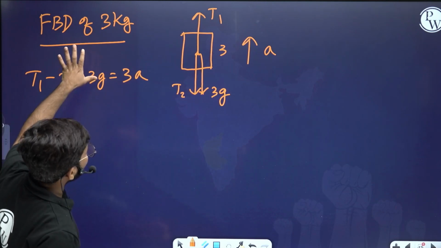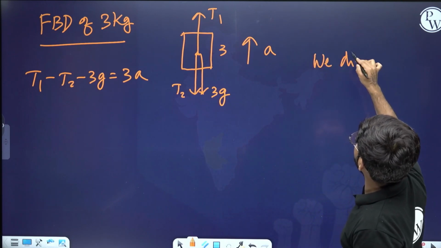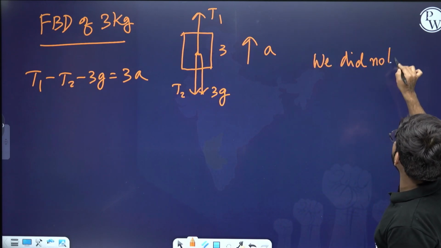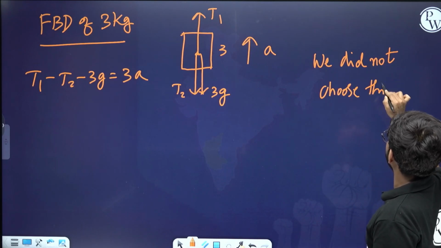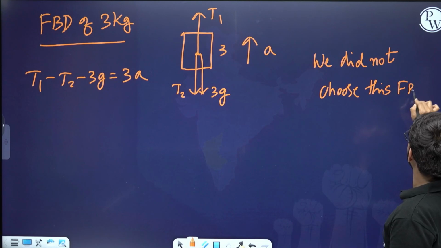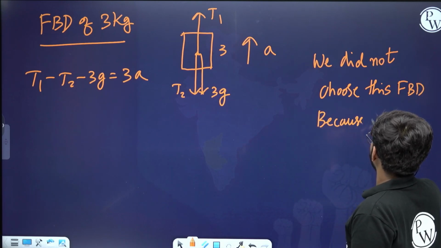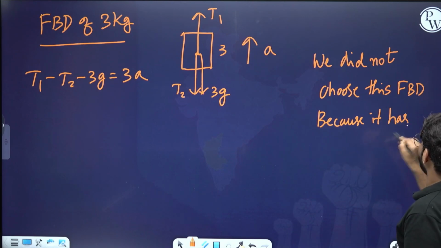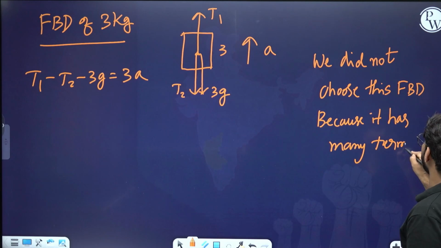So that is why we did not choose this method, this FBD, because it has many terms in it. It has many terms.